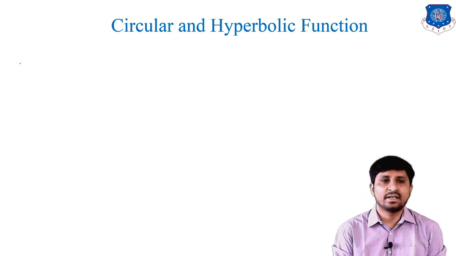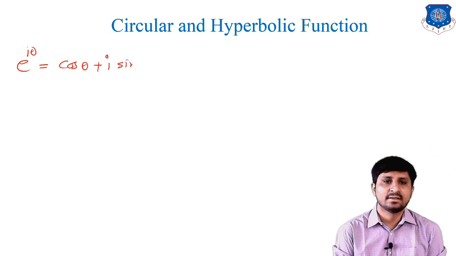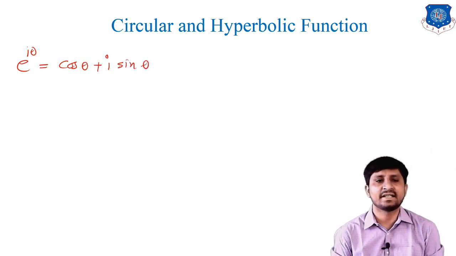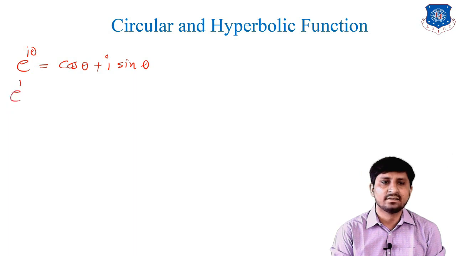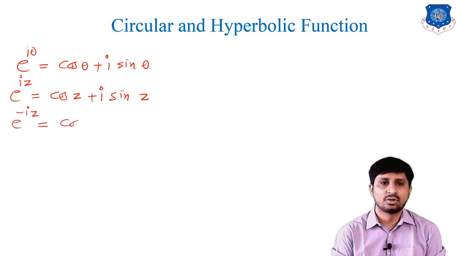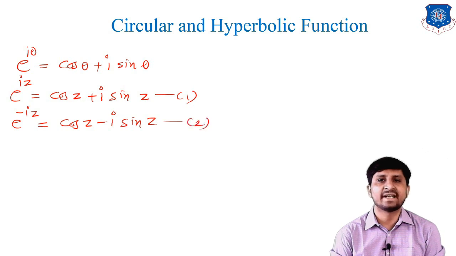As you all know, e raised to I theta is equal to cos theta plus I sin theta. Instead of theta I can replace z also. So e raised to iz can be written as cos z plus I sin z. And similarly, e raised to minus iz is equal to cos z minus I sin z. Now suppose this is my equation number 1 and equation number 2.